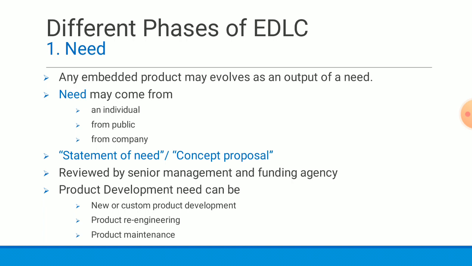The need for a product which does not exist in the market, or a product which acts as a competitor to an existing product in the current market, will lead to the development of a completely new product. So, new product or custom product. New product means it does not exist in the market, and custom product means it already exists in the market, but we have to develop or add some features to that product.